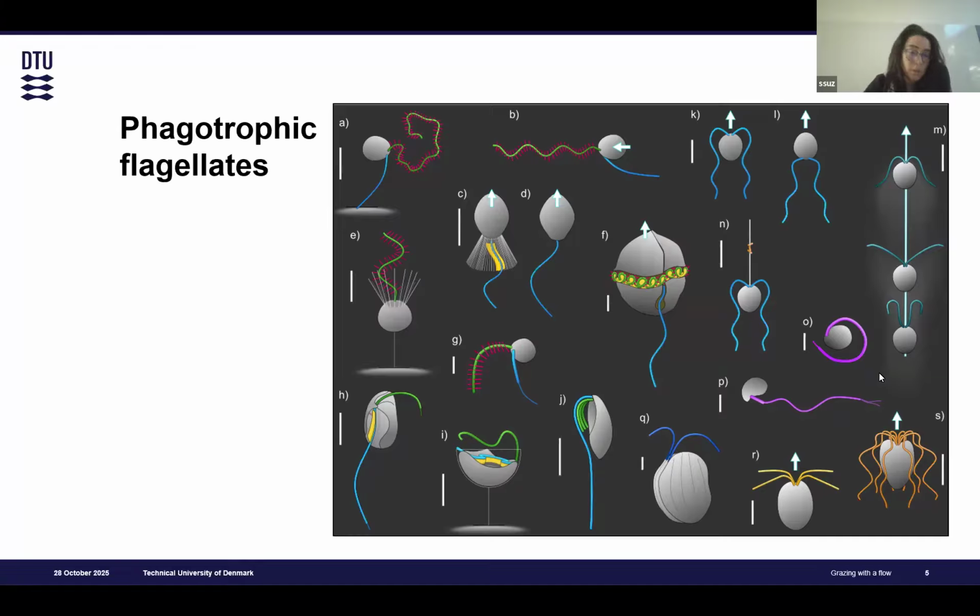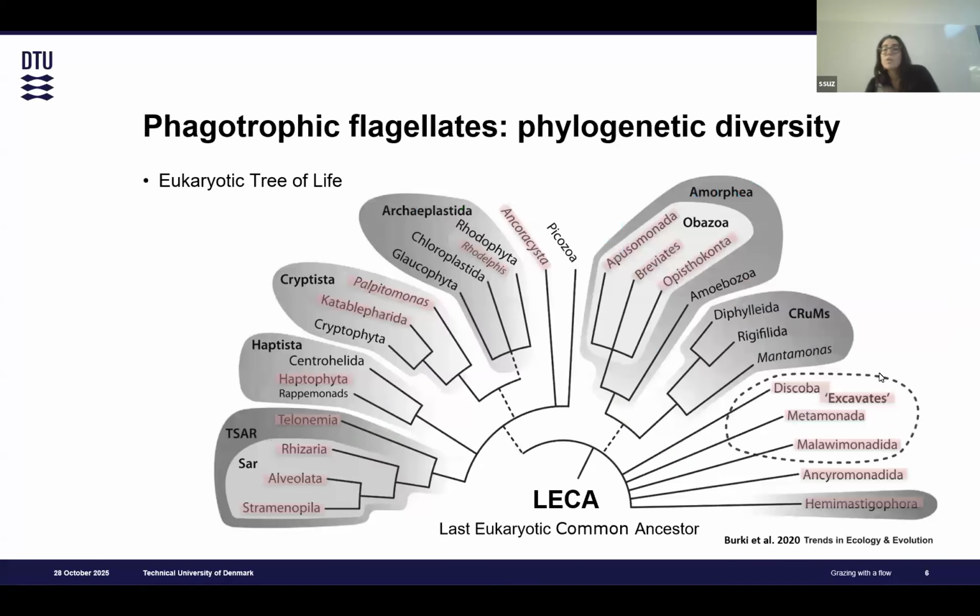I focus mainly on phagotrophic flagellates, meaning that these organisms have to prey on other organisms to be able to feed. And they engulf mainly bacteria or phytoplankton through phagocytosis. Phagotrophic flagellates are also very diverse phylogenetically. You can find them across all the eukaryotic tree of life that you have represented here.